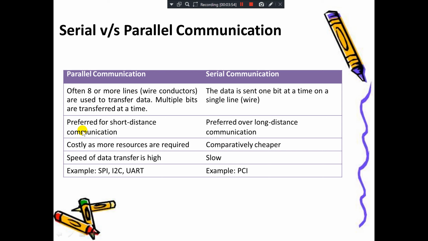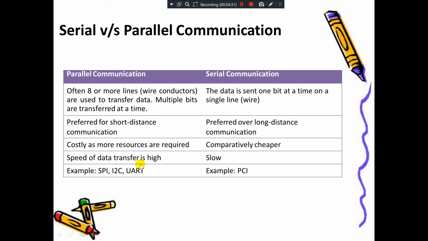Next, parallel communication is preferred for short distance communication. Why is it preferred for short distance communication? Because all the data will be transmitted simultaneously. It requires more wires, which, if we use it for long distance communication, the complexity will be high and the cost will be very huge. Serial communication is preferred for long distance communication. As I already told, parallel communication is costly as more resources are involved in construction. Serial communication is comparatively cheap with respect to parallel communication.